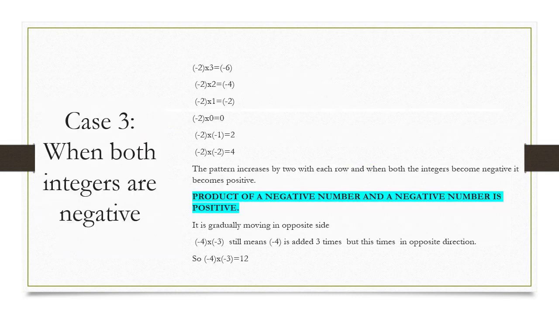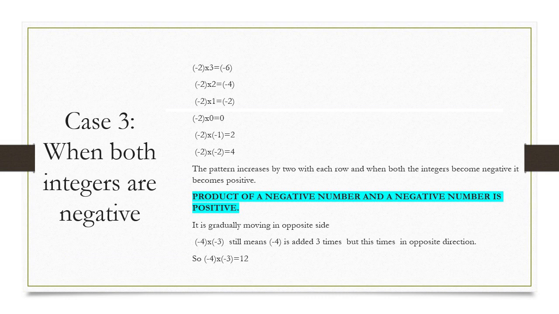Let's see some set of numbers undergoing the multiplication operation. Minus 2 into 3 is minus 6. Minus 2 into 2 is minus 4. Minus 2 into 1 is minus 2. Minus 2 into 0 is 0. Minus 2 into minus 1 is 2. Minus 2 into minus 2 is 4.